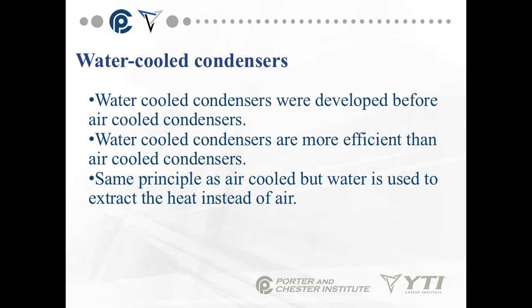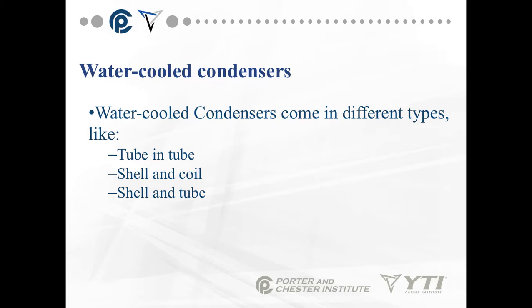Water-cooled condensers were actually developed first, and we're starting to see a little bit of return to them as well. Water-cooled condensers are more efficient than air-cooled condensers as long as we recirculate the water. It's the same principle as an air-cooled condenser, but water is used to extract the heat instead of the air. We circulate refrigerant either through a chamber that has water around it or through pipes that are in contact with water, and we use the water to extract the heat out of the system. Water-cooled condensers come in different types, just like air-cooled condensers, but there are different purposes and different troubleshooting. We have tube and tube, shell and coil, shell and tube.